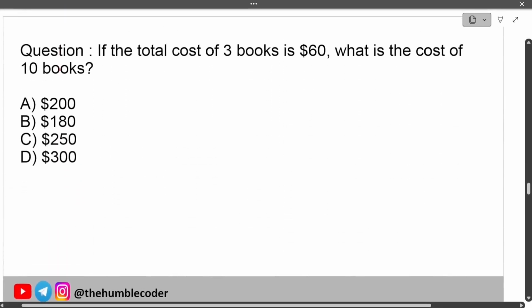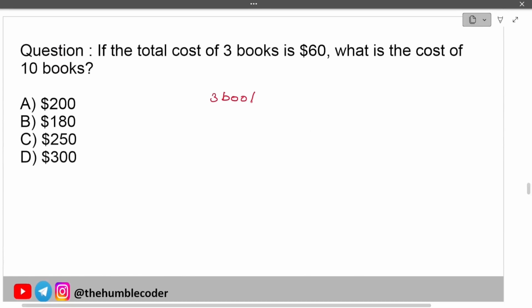If the total cost of 3 books is $60, what is the cost of 10 books? Okay, so let's try to solve this one. 3 books is equals to $60. So one book will be how much?